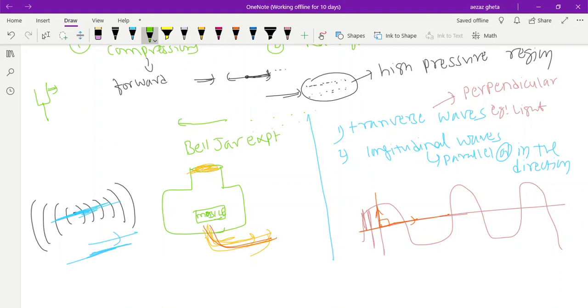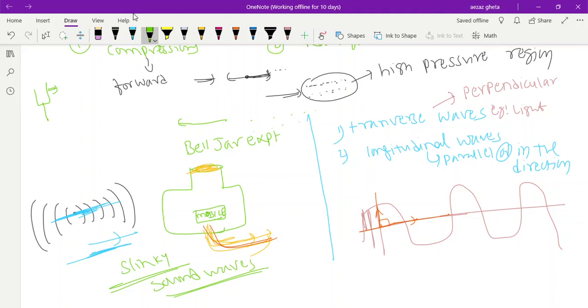So this is called what? Longitudinal waves. What is an example of a longitudinal wave? A slinky, where particles vibrate parallel to the direction of propagation of the wave. Even sound waves are an example. Sound waves are also which waves? Longitudinal waves. Is it clear?